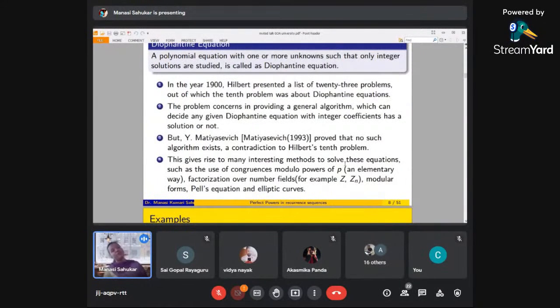It may be a number field of integers, or Zn, integers modulo p or modulo n. We can take any number field and factorize it so that we can find a solution for the Diophantine equation. One more method is using modular forms, and one more method is to form a Pell's equation from the Diophantine equation. Pell's equation is very popular because we already know how the solutions of a Pell's equation look like.